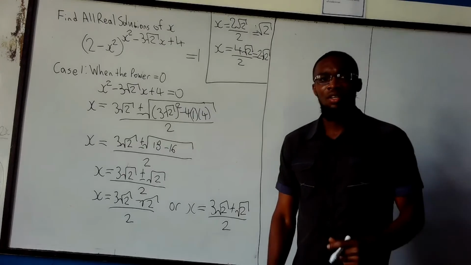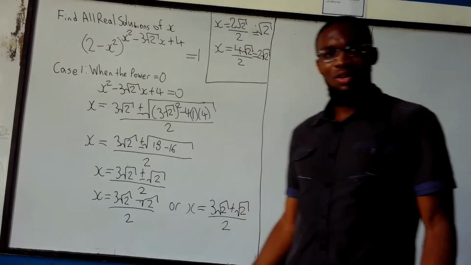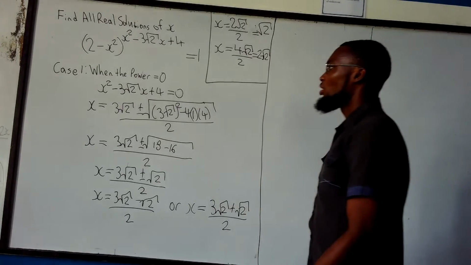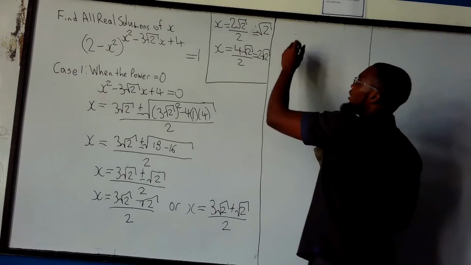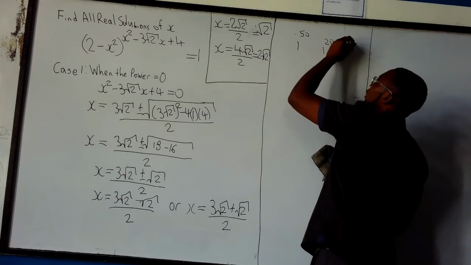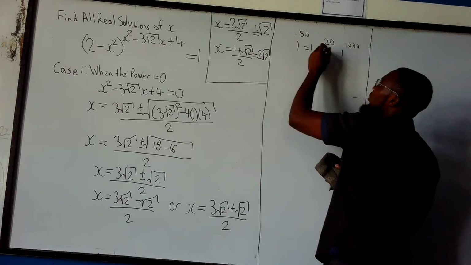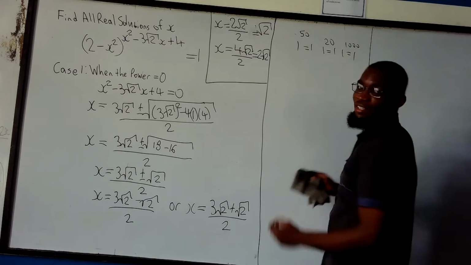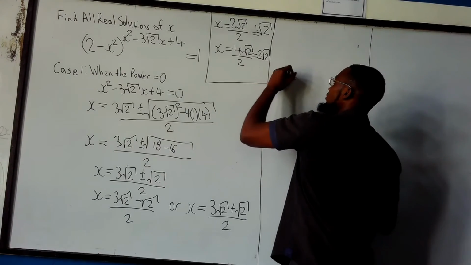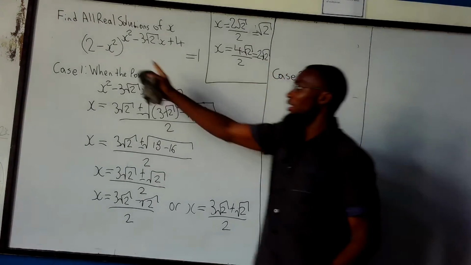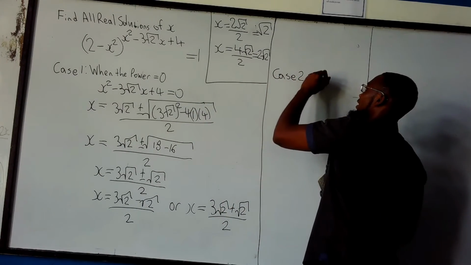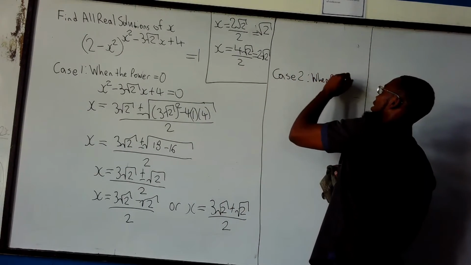Now, when is another time a number raised to a power can equal 1? 1 to any number, 1 to 50, 1 to 20, 1 to 1000, all of them equal 1. So the next case to consider, case 2, is when the base is 1. Case 2 is when the base equals 1.